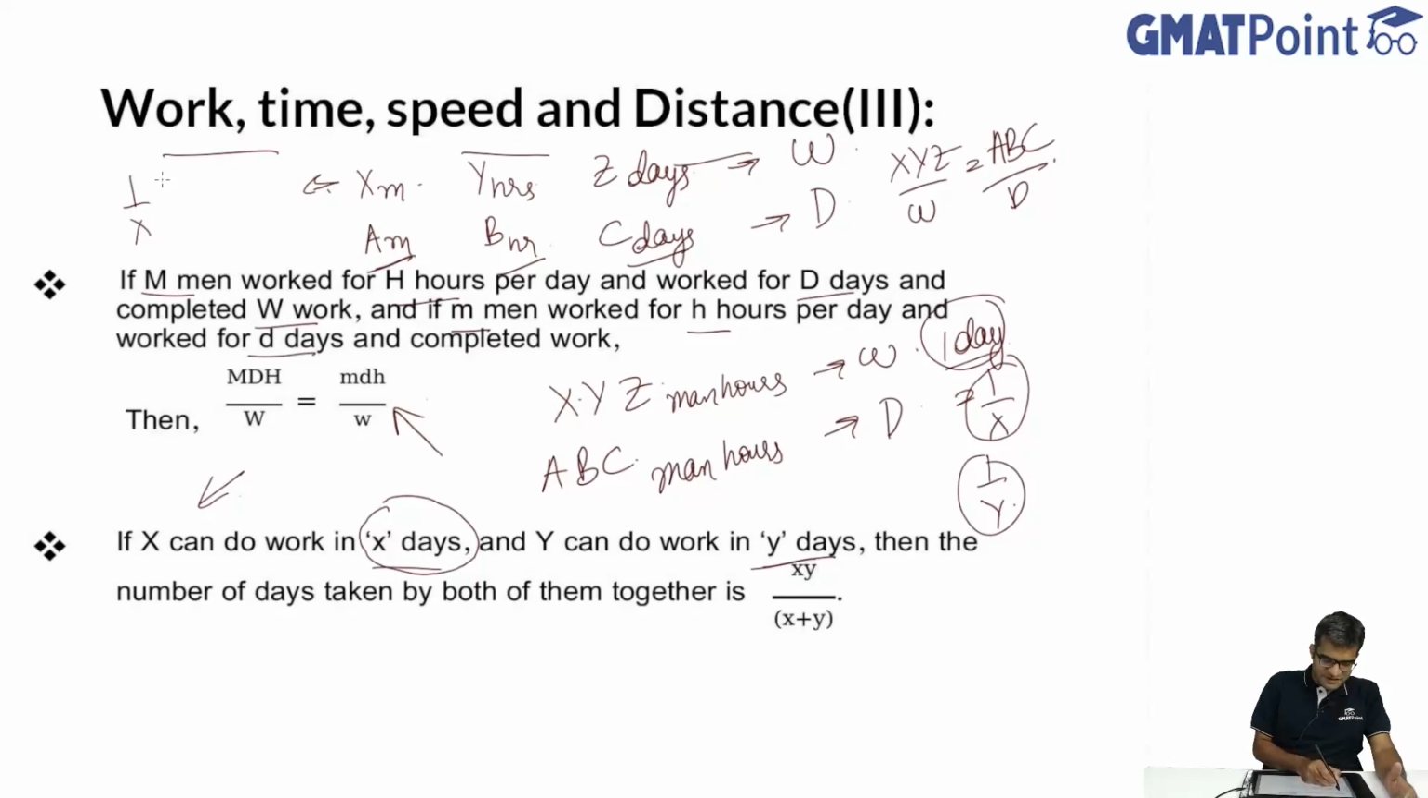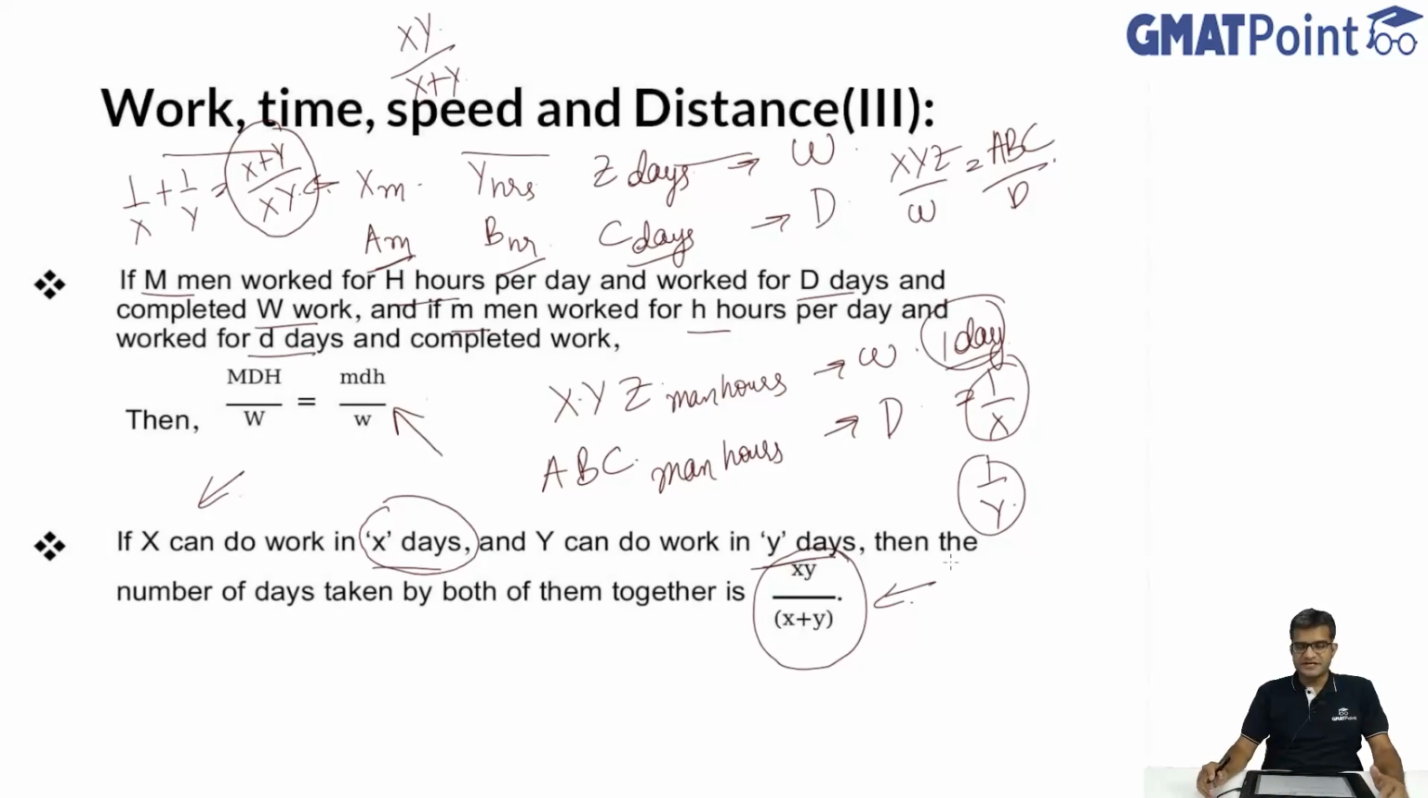What is 1 by X plus 1 by Y? This is equal to X plus Y divided by X into Y. So in one day, this is the fraction of work that is being done. So the number of days that they take to finish the job will be the reciprocal, which is XY divided by X plus Y. This is basically the formula that we already mentioned. That is, if one person is taking X days, another person is taking Y days, and both of them are working together, the number of days that they take to finish the job will be X into Y divided by X plus Y.